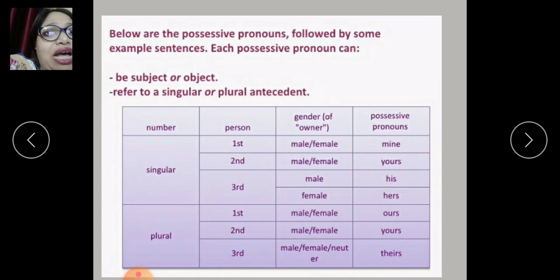Here you can see a chart. So for the first number, singular, first person, male or female, we use mine. For the second, male or female, we use yours. And for the third, male or female, we use his or hers. Similarly, in the case of plural, for the first, male or female, we use ours. For the second, male or female, we use yours. And for the third, male, female, or neuter gender, we use theirs.